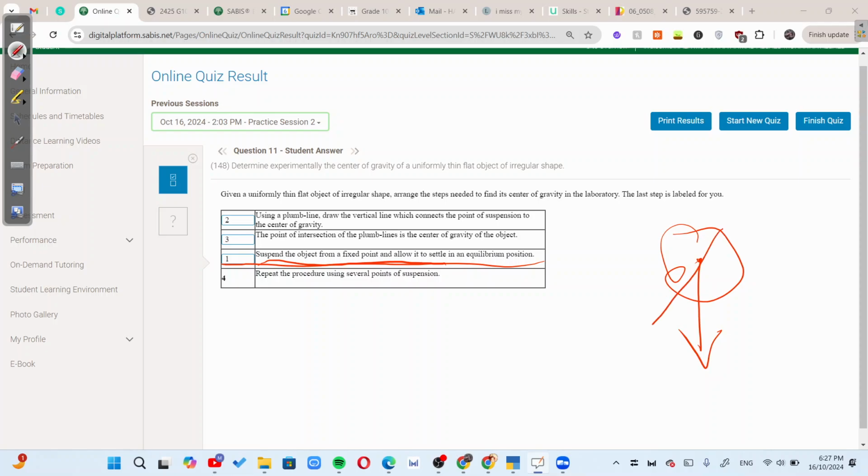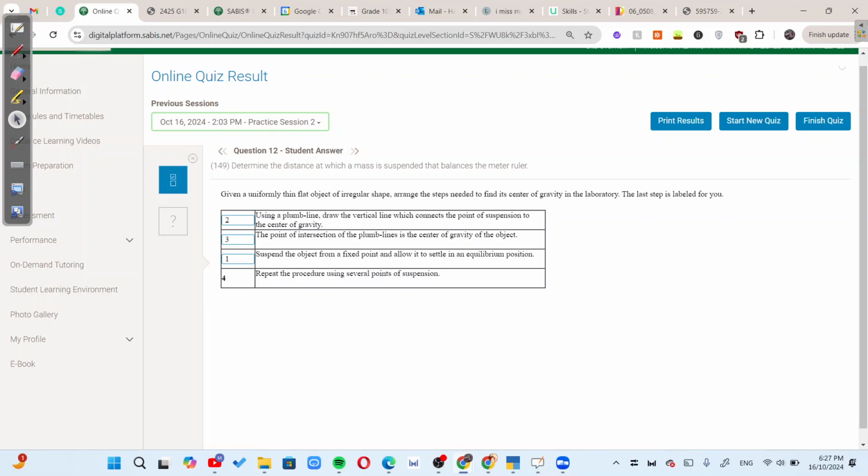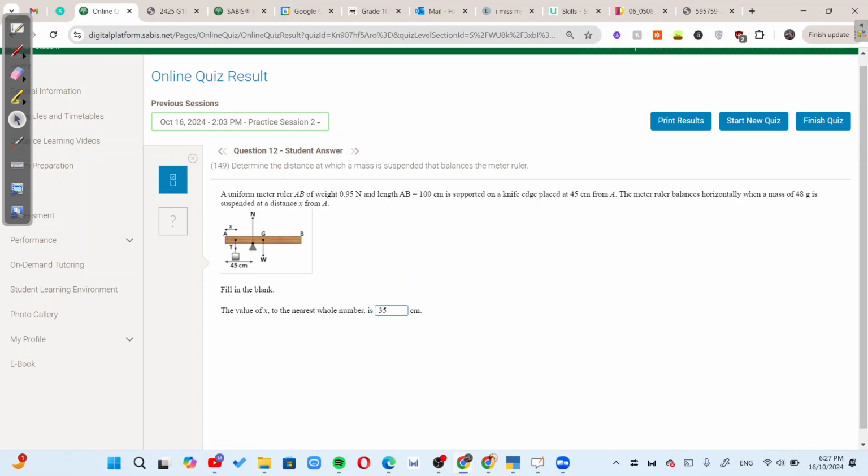Whenever you suspend it differently, you keep getting different lines, and the point where they all intersect is your center of gravity. Then you keep repeating this to make sure of your answer. So that's it for this one. Memorizing it is the best way to get it right. Now we have question 12.